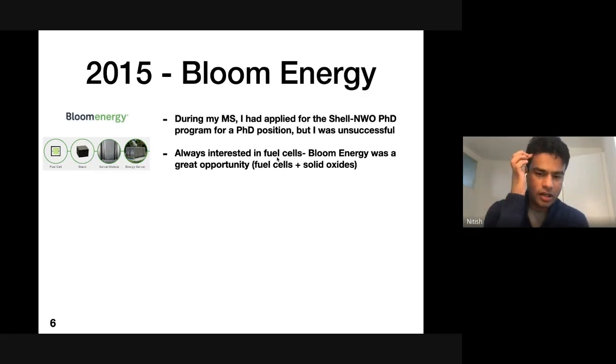The company works on solid oxide fuel cells, and that was really great for me, because I've always been interested in doing something related to fuel cells. I actually tried a lot to do something when I was in Sastra, but things didn't work out. But I was really glad when I got this opportunity, because solid oxides was something that I worked on during my master's, and fuel cells is something that I've always been interested in.